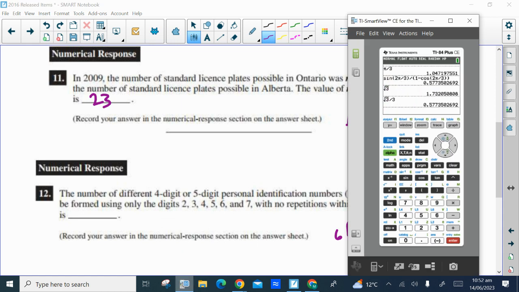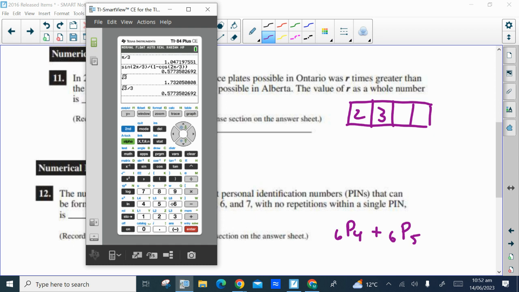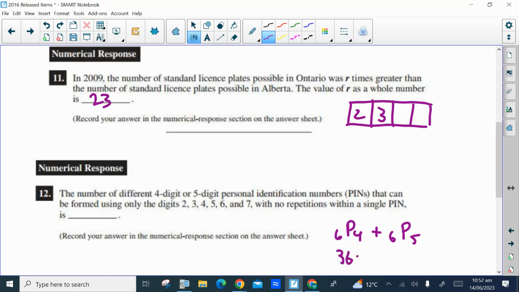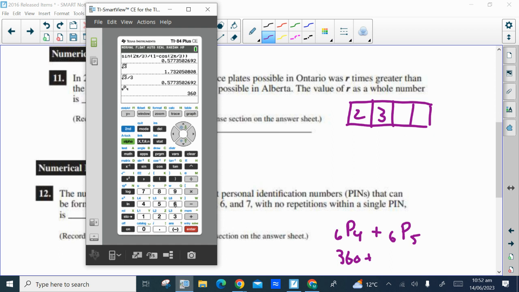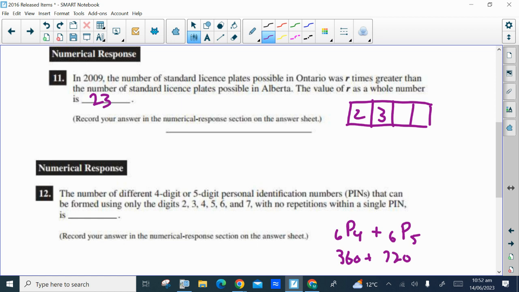So 6P4 is 360. 6P5, whoops, I chose C there. Try that again. 6P5 is 720. You add those two together, you'll get 1080. So all 4 boxes would be filled up.